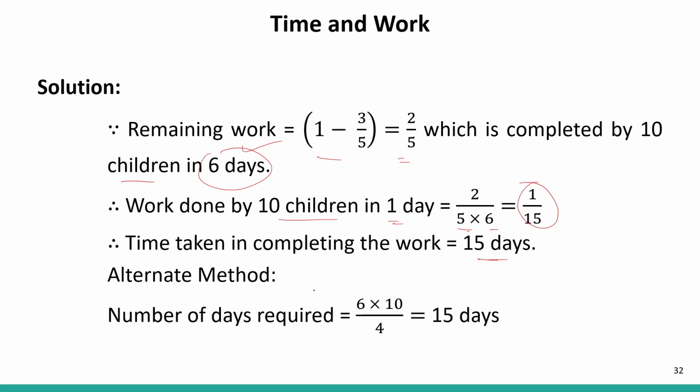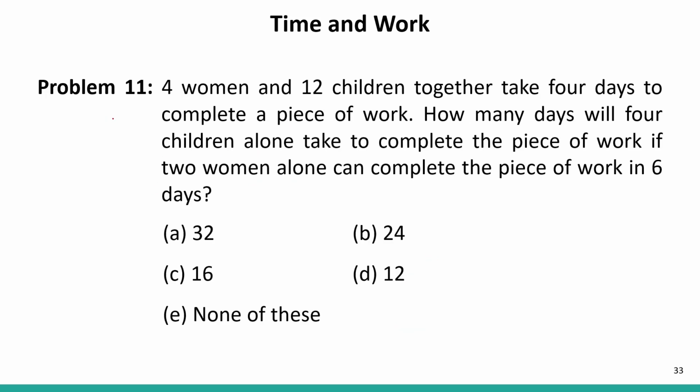So alternate method is what? So number of days required is equal to 6 into 10 by 4, that will be what? 15 days. Because for 4 it will be 3 by 2, right? And then it will be 5. So 3 into 5 is equal to what? It's equal to 15, right? So let's go forward with problem number 11.